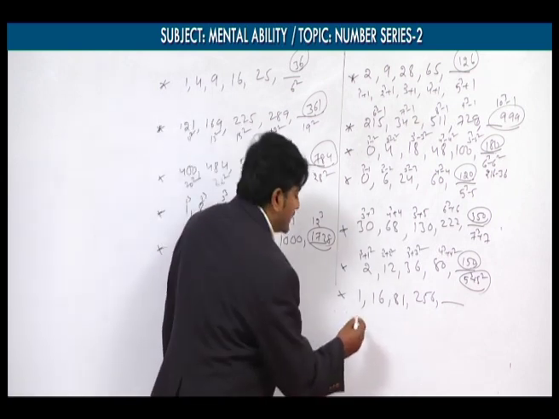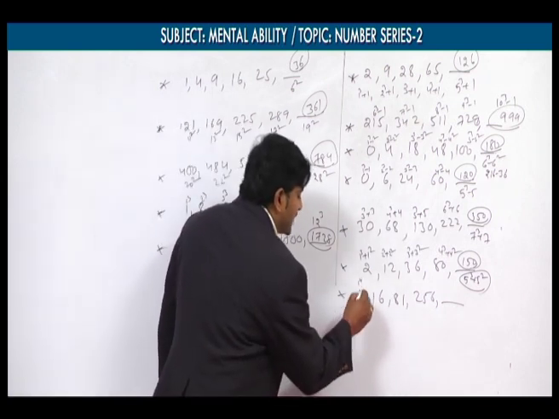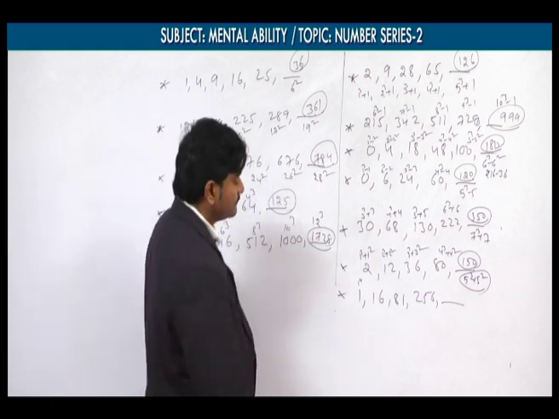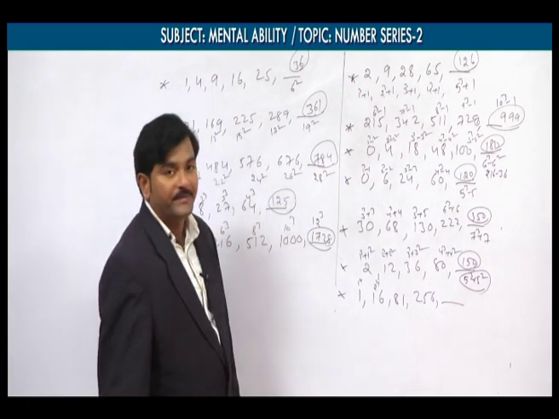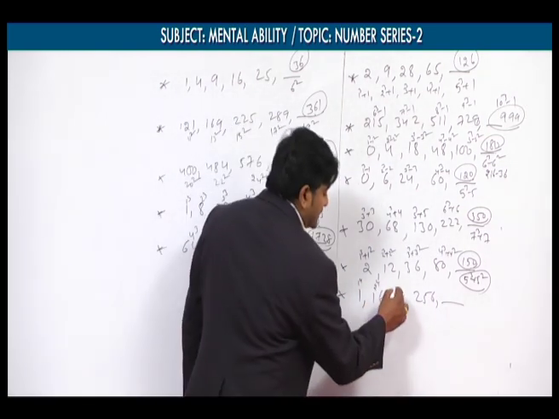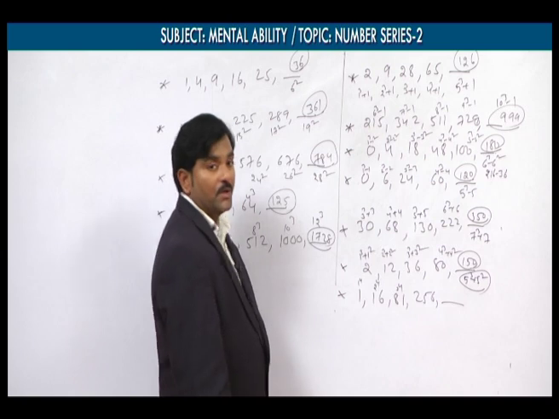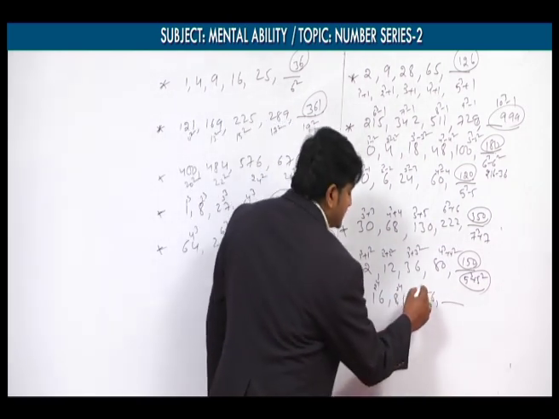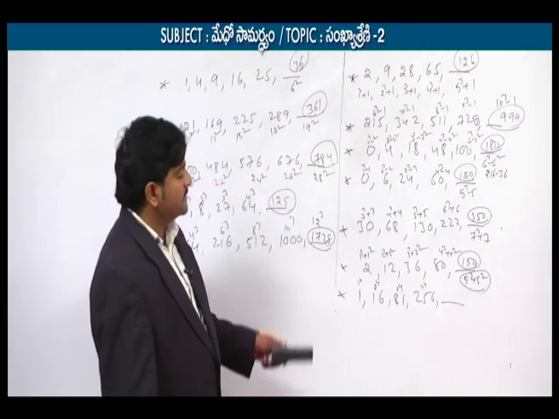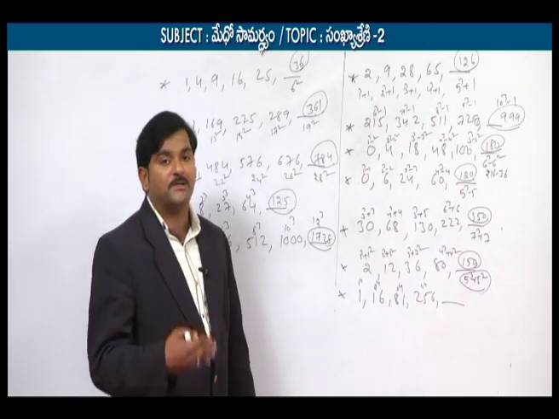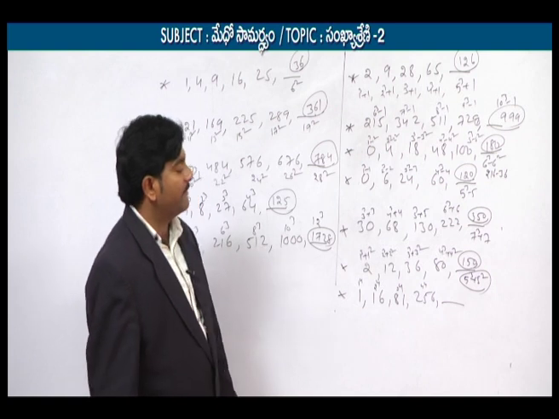So what I mean to say is 1 can be expressed as 1 power 4. 16 can be expressed as 2 power 4. 81 can be expressed as 3 power 4. 256 can be expressed as 4 power 4. Now, what do you have to get next? 1, 2, 3, 4. Next, obviously, we have to get 5 power 4.